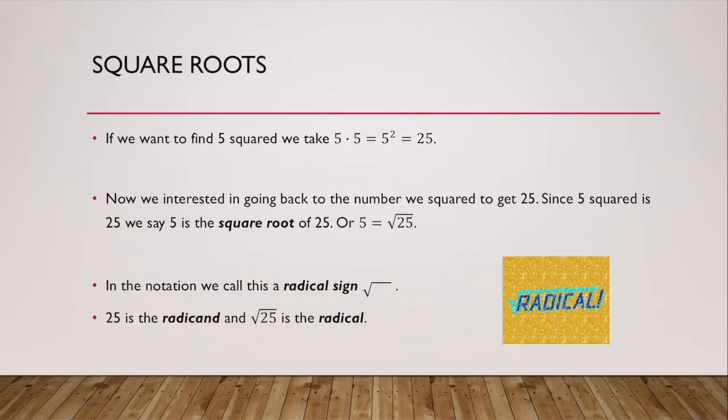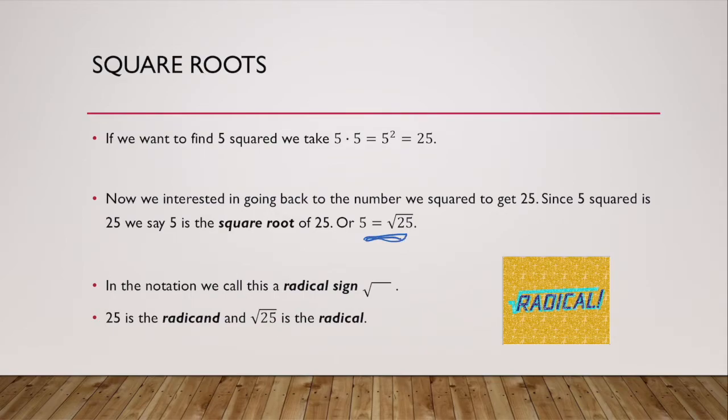So if we want to take 5 squared, we would take 5 times 5, which is 5 squared and gives us 25. Now, what if we're interested in going back to the number we squared in order to get 25? Well, since 5 squared is 25, we say 5 is the square root of 25, or if we wanted to write it mathematically, the square root of 25.